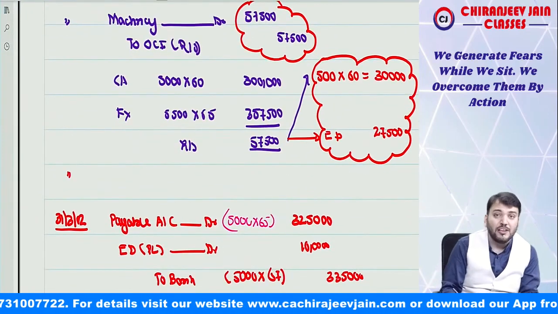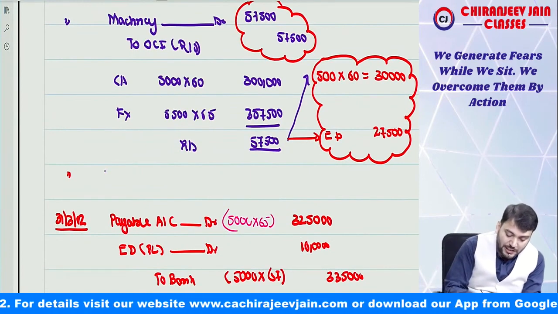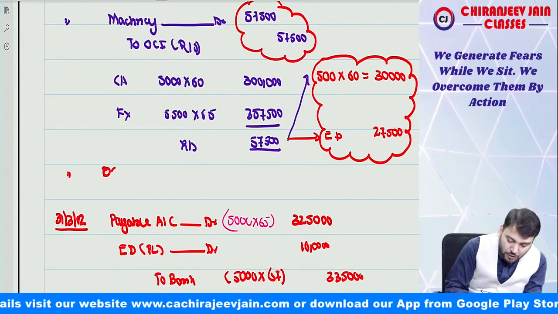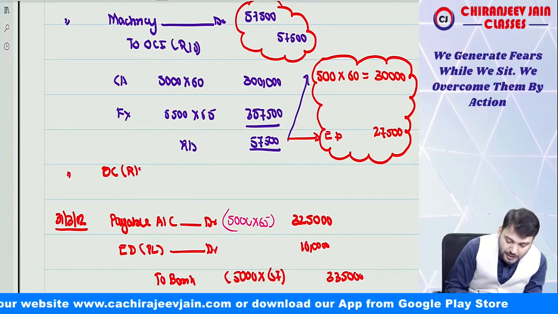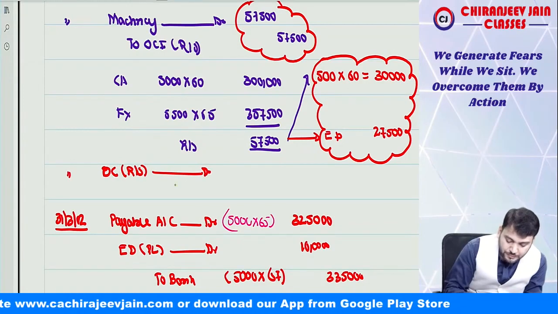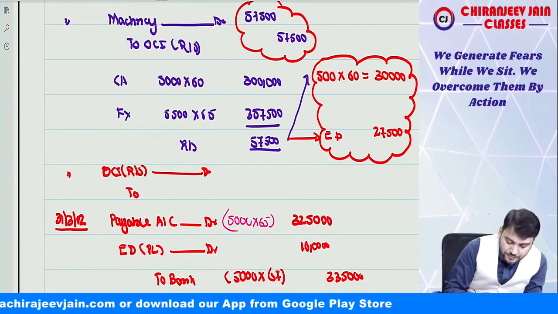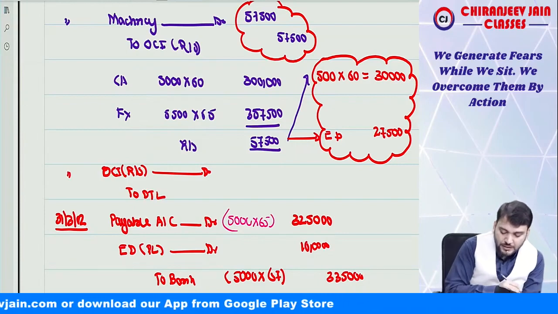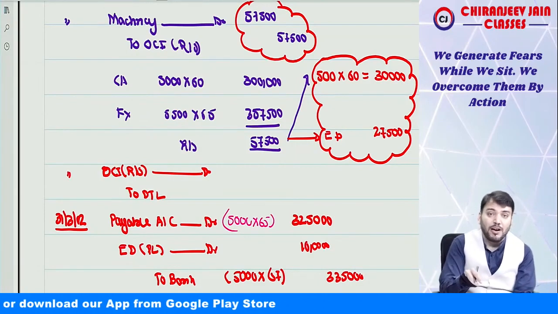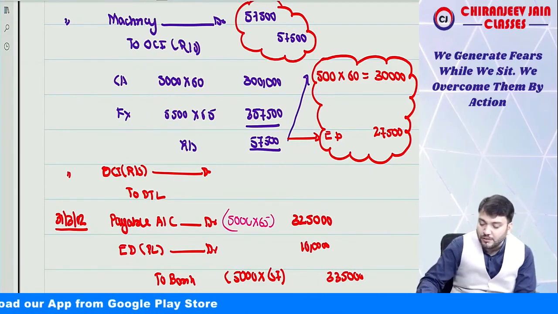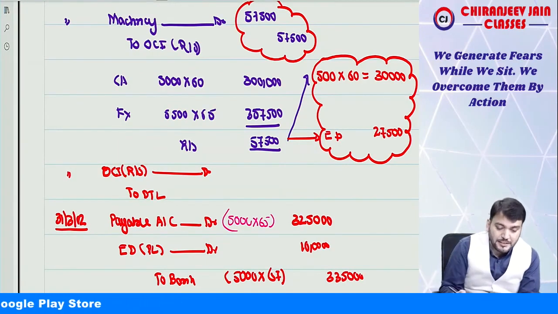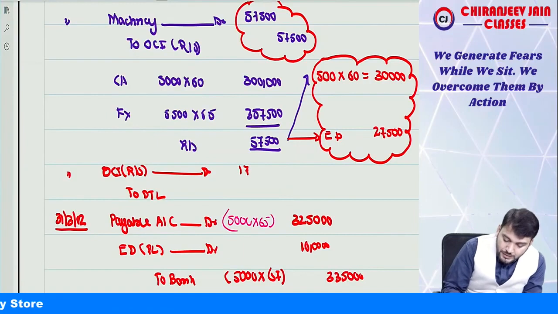Okay, one journal entry forgotten. Here we'll also create DTL. So DTL will be what? Revaluation means OCI, revaluation surplus account debit to DTL, that I have forgotten. DTL will be on what? Revaluation gain, that is 57,500 into 30%, that is 17,250.